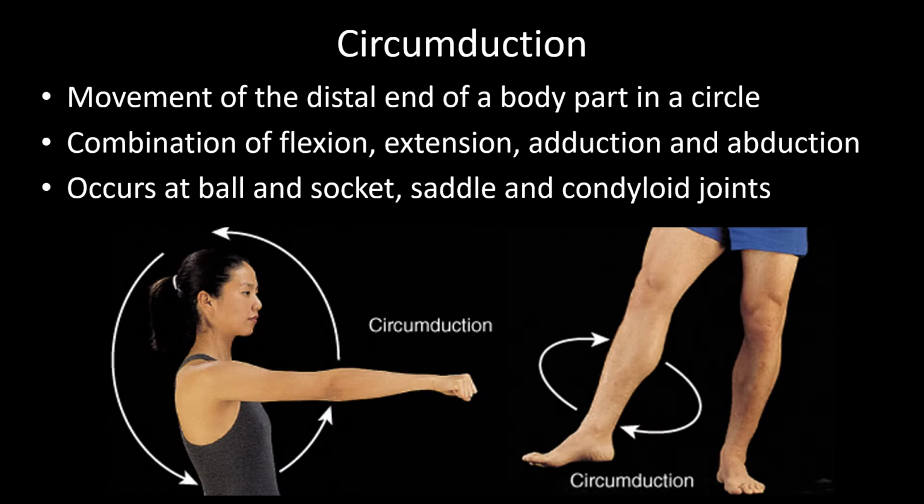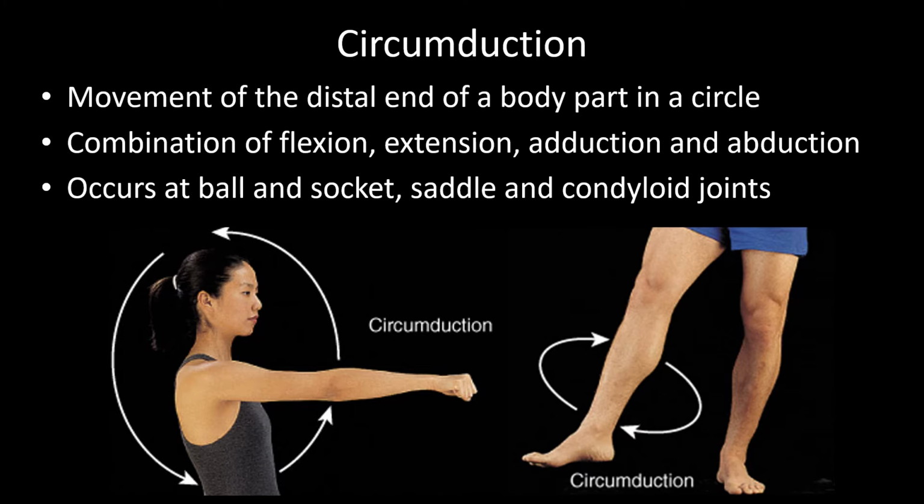Circumduction is not a single motion. So it's a special case where we're dealing with 4 motions that are being performed in the appropriate order: flexion, extension, adduction, and abduction. So this occurs at ball and socket joints like the hip and the shoulder, but it can also occur at the saddle and condyloid joints. So for instance, you can wiggle your fingers around in a circle. You can wiggle your thumb around in a circle.